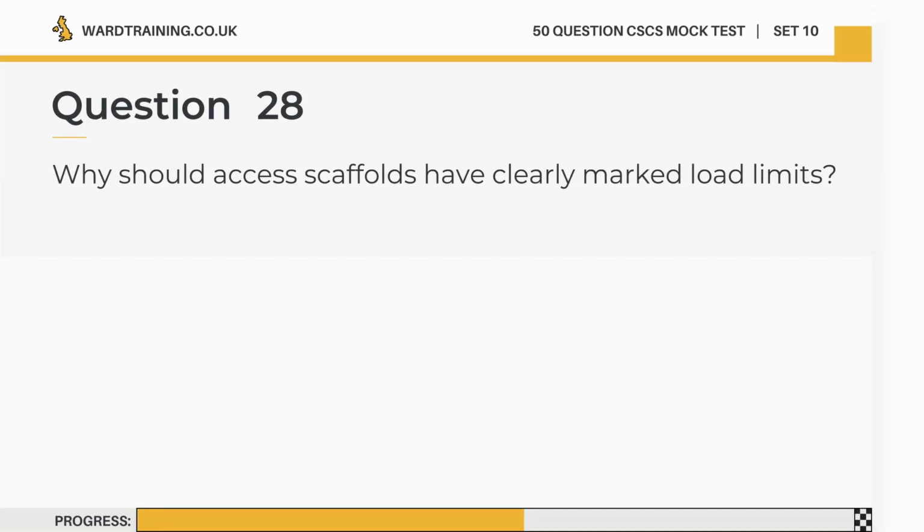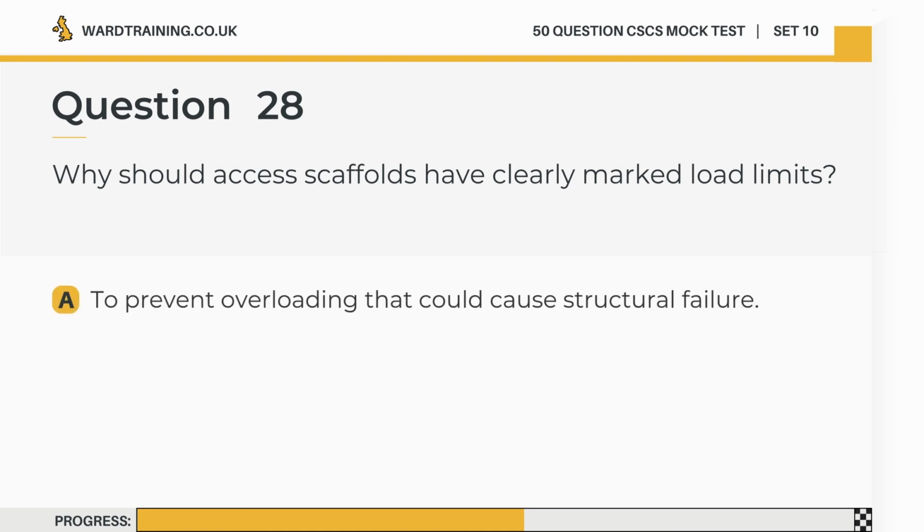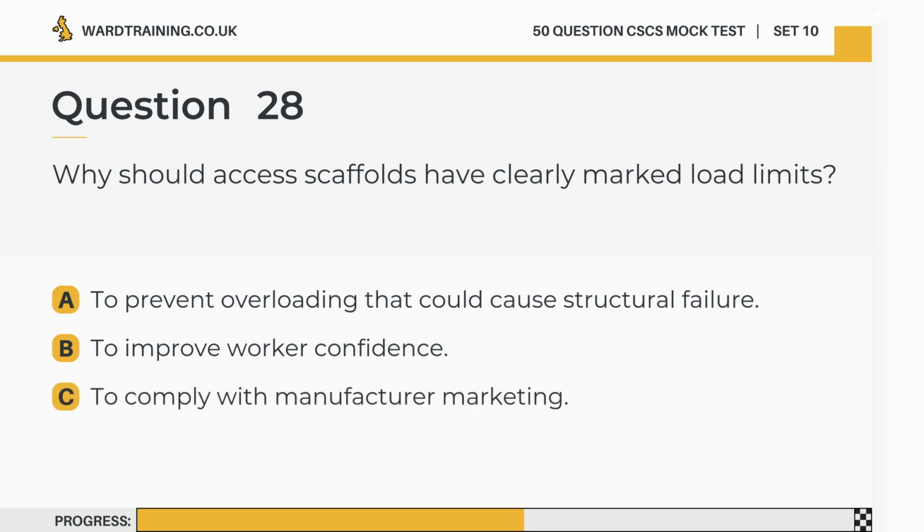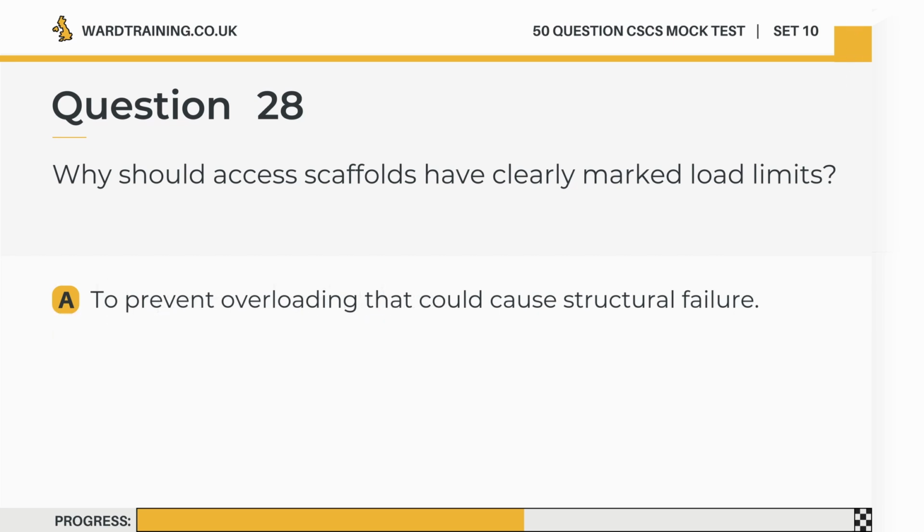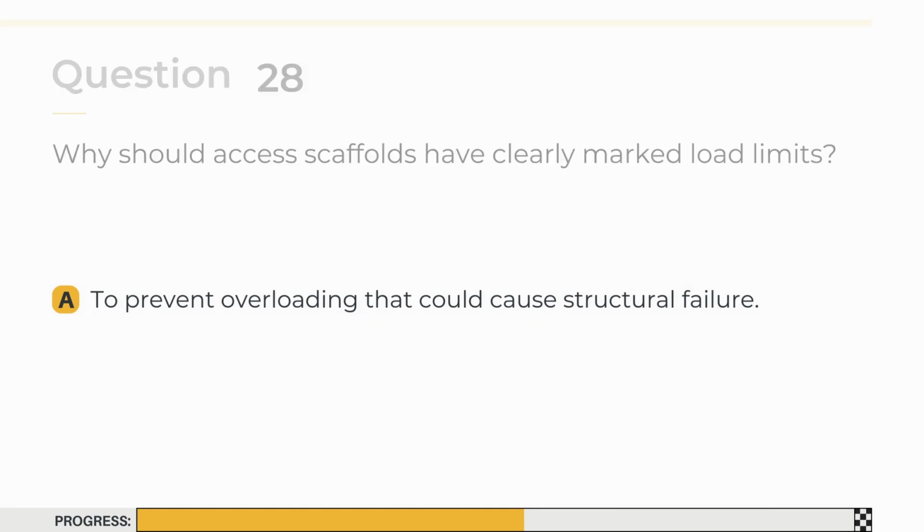Question 28. Why should access scaffolds have clearly marked load limits? A. To prevent overloading that could cause structural failure. B. To improve worker confidence. C. To comply with manufacturer marketing. D. To reduce vibration. The correct answer is A. To prevent overloading that could cause structural failure.